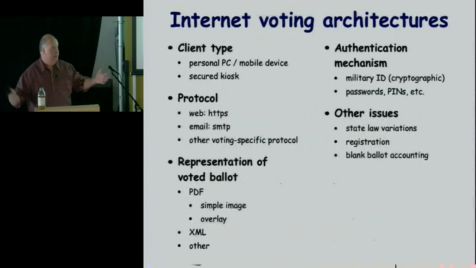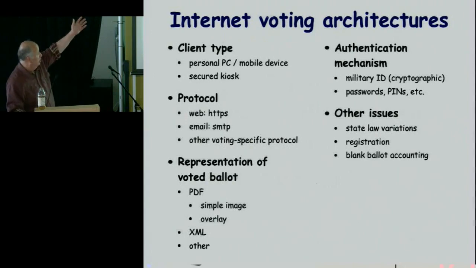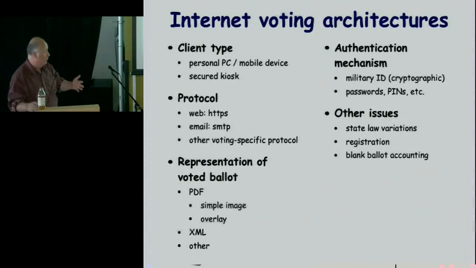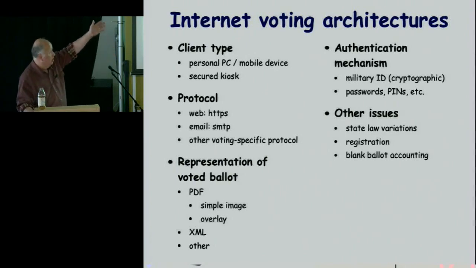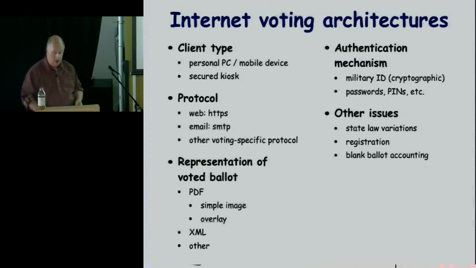Now, there are lots of internet voting architectures. There are various client types: personal PCs and mobile devices, or secured kiosks controlled by election officials. There are various protocols: web application voting, email voting, some kind of election-specific voting protocol. The ballot itself can be represented in many ways. Commonly, it's PDFs. Sometimes it's XML. Sometimes it's some special purpose representation. There are various authentication mechanisms, and various other issues in the architecture of internet voting systems. I'm going to make comments that are generic to all of them, because they have enough in common that you can say a lot about them generically.